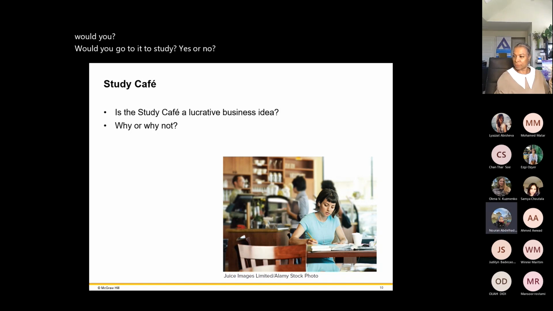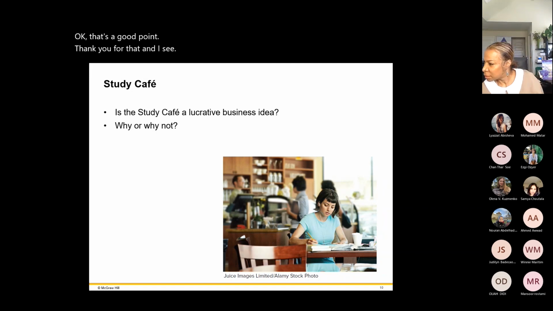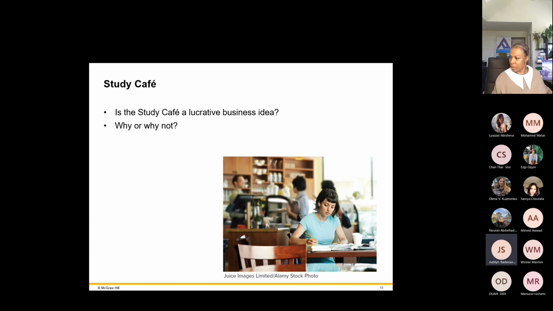Yes, if needed. It depends on the situation. Yeah, sometimes, for example, some people experience outages at their homes or internet problems, so they go to cafes so they can do their work or studies there. Okay. That's a good point. Thank you for that. For me, yes, because it has free internet. Free is good.